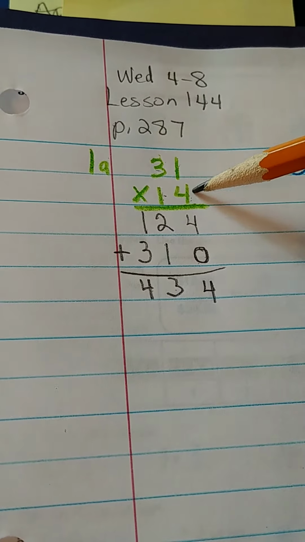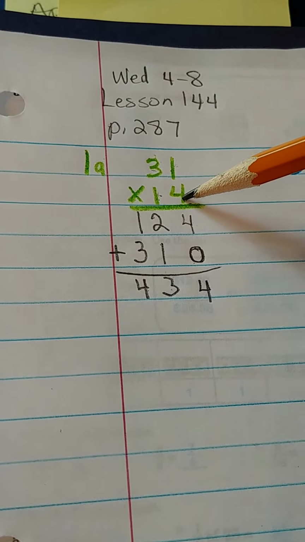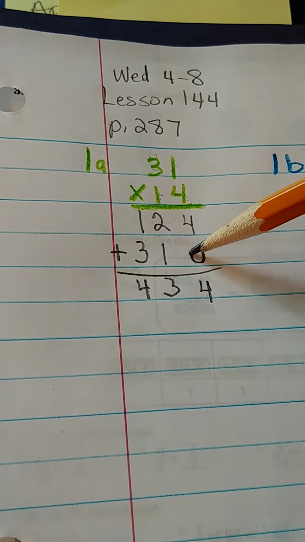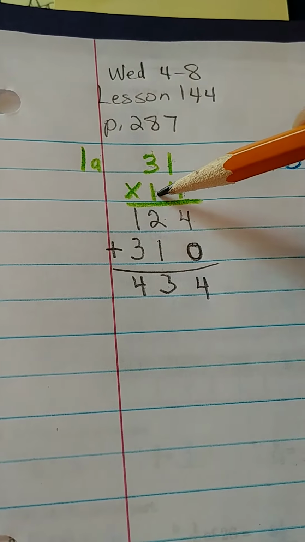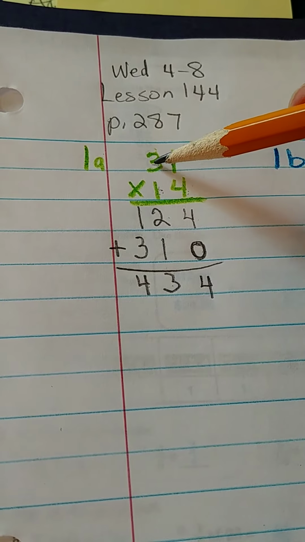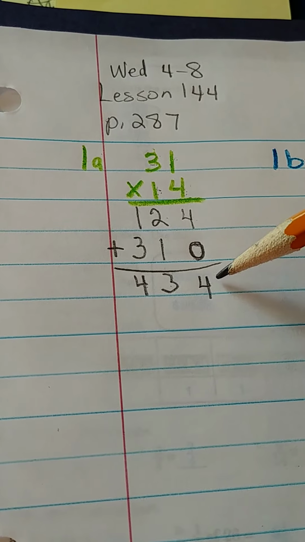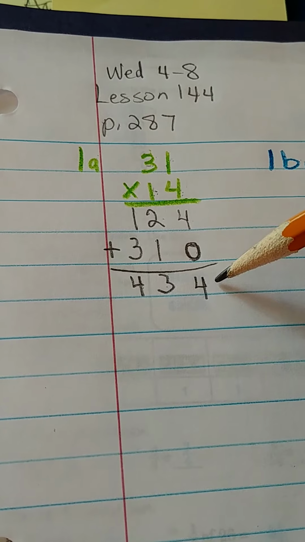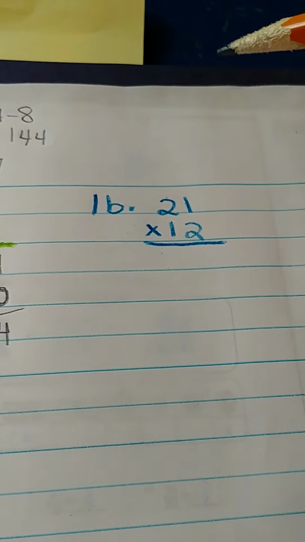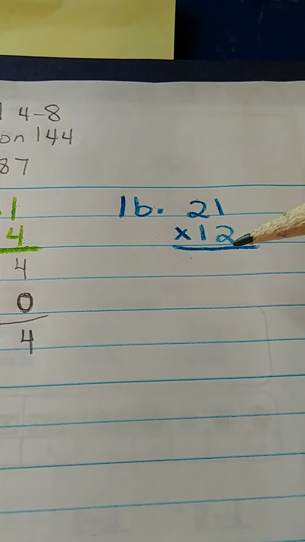So again, we said 4 times 1, 4 times 3, drop a 0 in, 1 times 1, 1 times 3, and then you'll add it up. And it'll work like this every time. Okay? All right, this next one, 21 times 12.